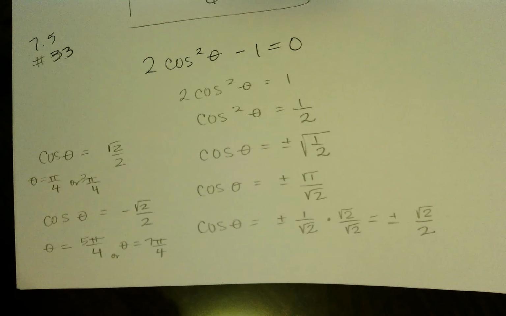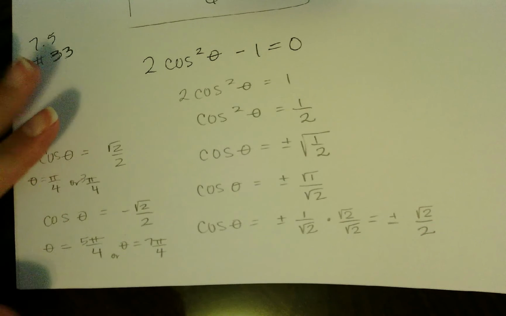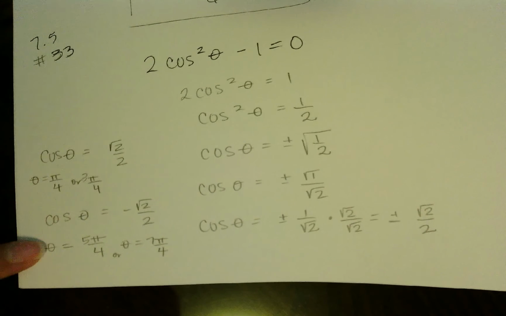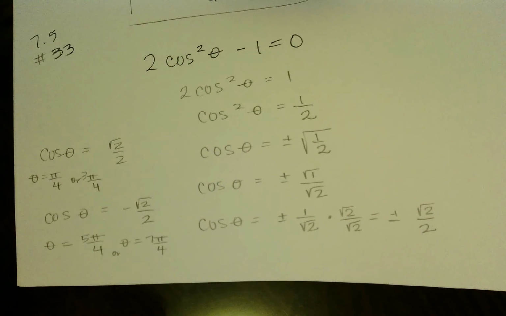So again, depending on the directions, these are your primary. Those 4 answers are your primary, 2 for this guy, 2 for that guy. And if they wanted all solutions, then you would add 2 pi k to everybody.